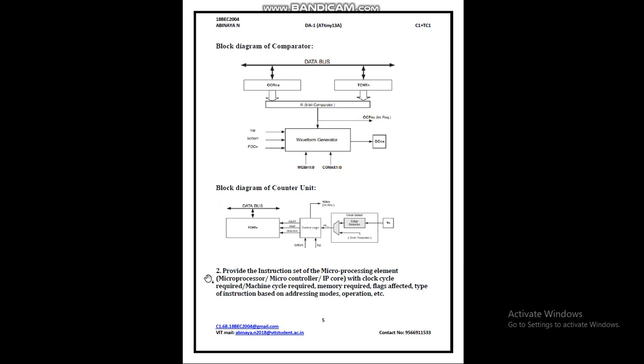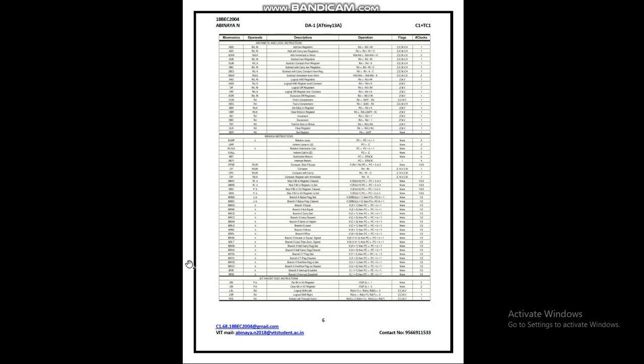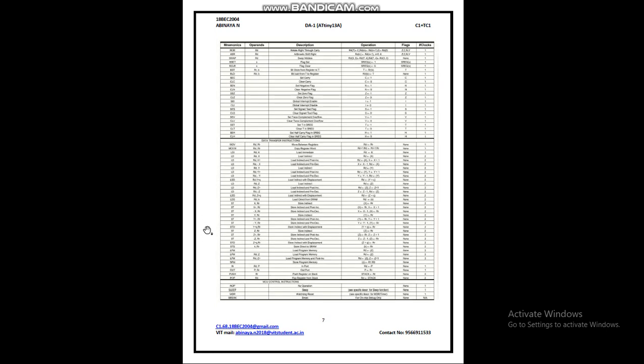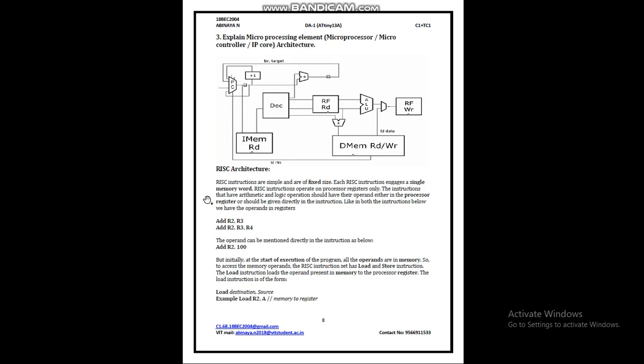In the second question, they have asked for the instruction set of the microprocessing element based on addressing modes and operation. So it includes clock cycles, machine cycles, memory required, flags, and so on. You can see this is the instruction set of the microprocessing element. This is actually taken from the datasheet of the microprocessing element, which is available on the internet.